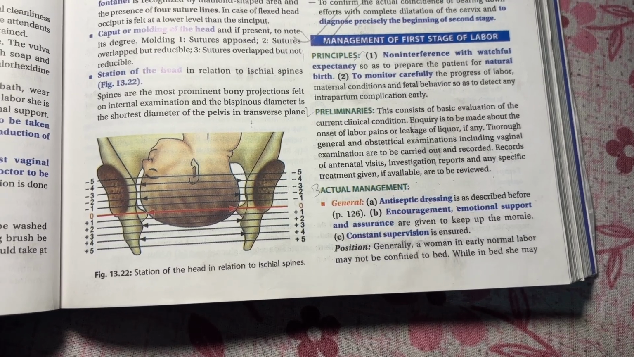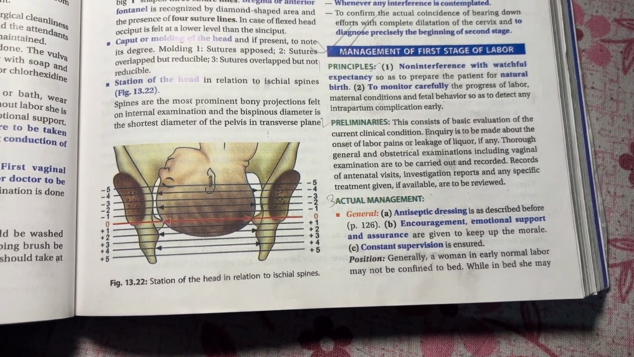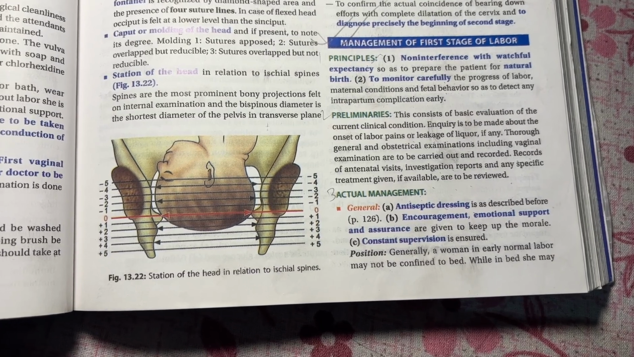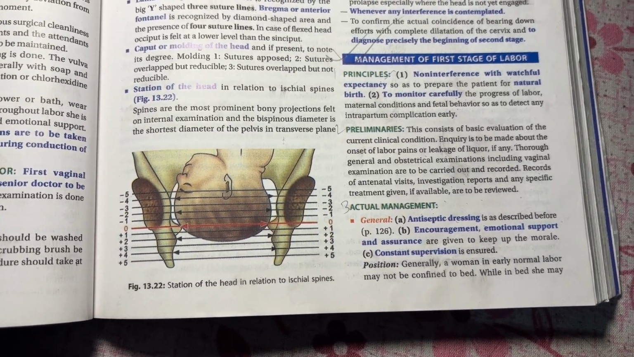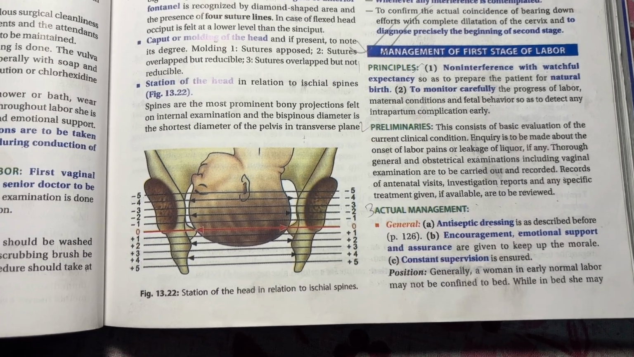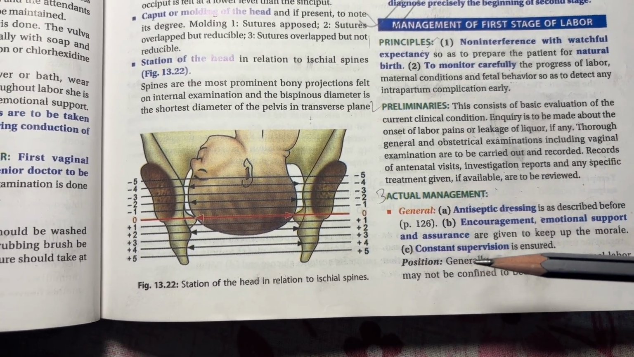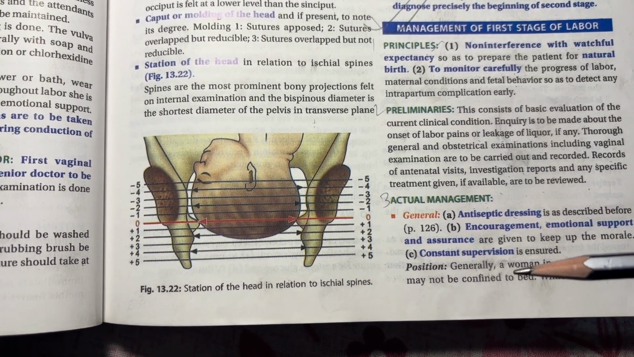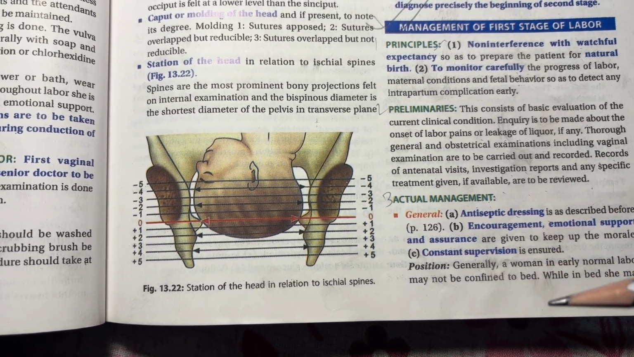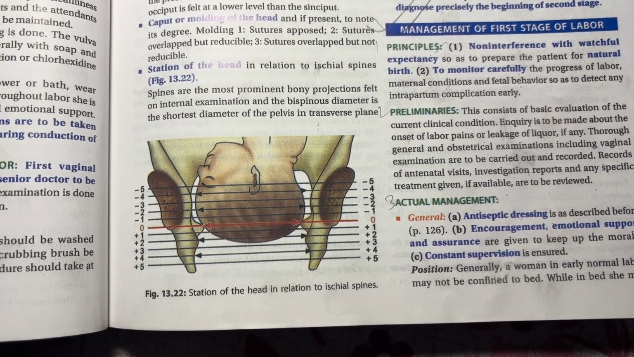That means encouragement and emotional support. We have to support the mother emotionally, because at that time the mother will be emotionally affected. And then constant supervision is ensured. Constant supervision here means we have to supervise the mother.